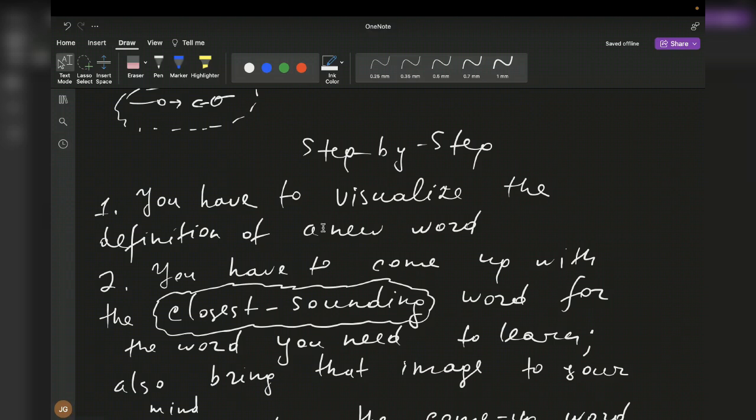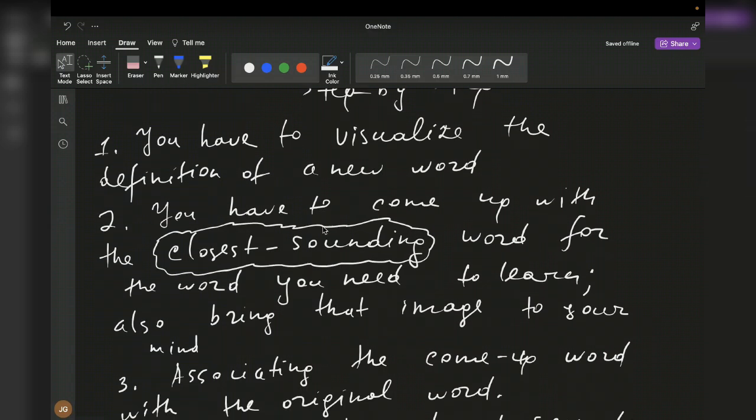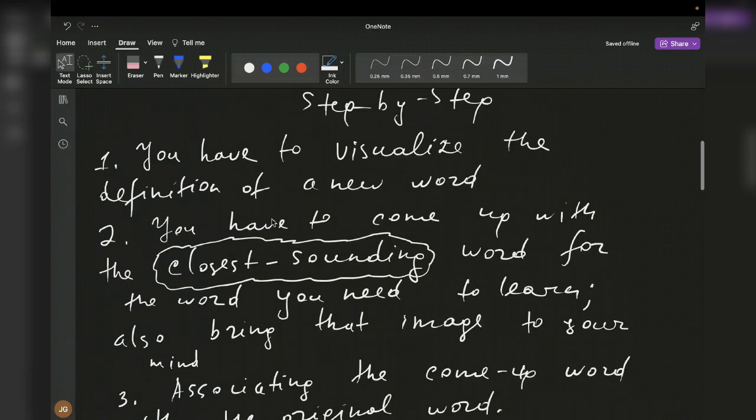So you have to come up with some kind of physical images as much as you can. The second step is to come up with the closest sounding word for the word you need to learn. Pay attention to the closest sounding: the word you pick should sound really close to the word that you need to learn. And you also have to bring that image to your mind. Like you have to bring the image of the closest sounding word to your mind as well. That is the character part.